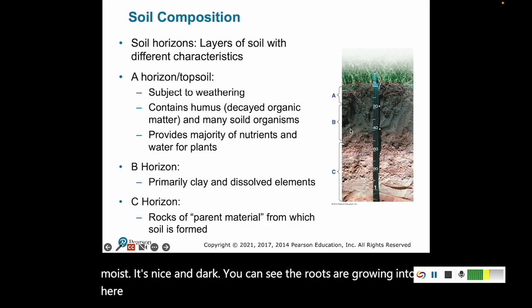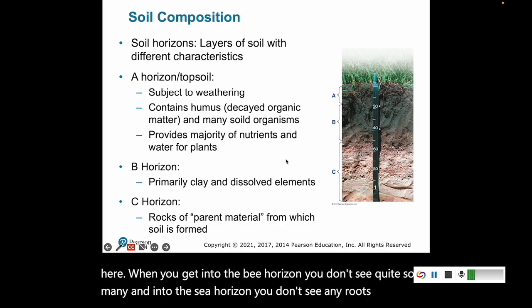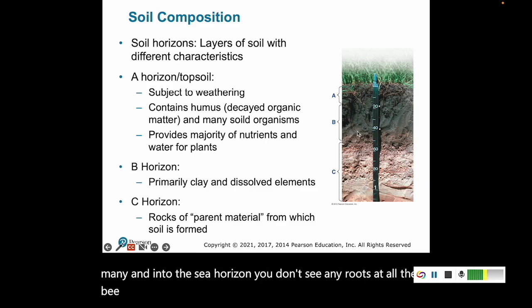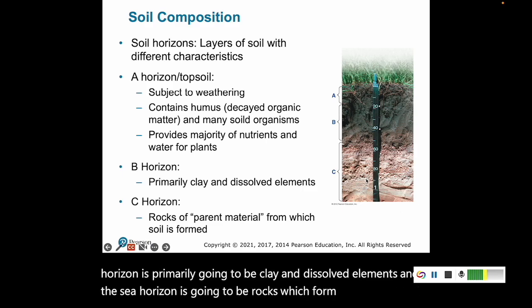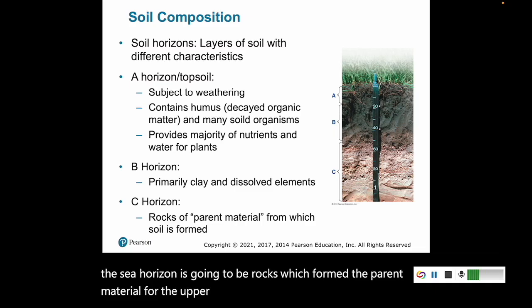When you get into the B horizon, you don't see quite so many. And into the C horizon, you don't see any roots at all. The B horizon is primarily going to be clay and dissolved elements. And the C horizon is going to be rocks, which form the parent material for the upper layers of soil.